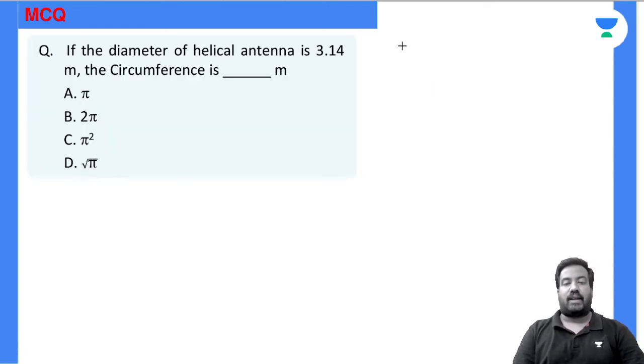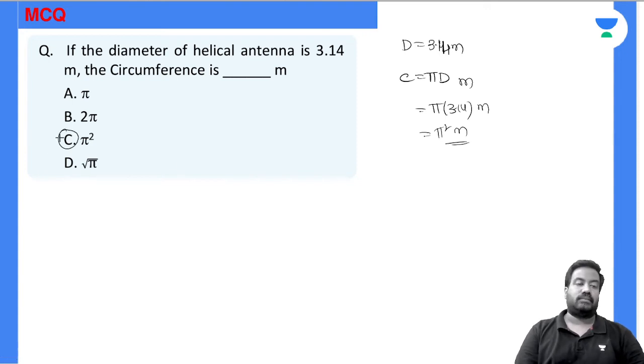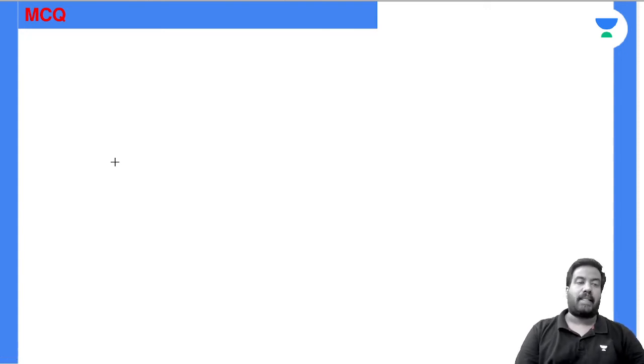If the diameter of the helical antenna is 3.14 meter, circumference is given by pi into d. Pi into 3.14 meter. 3.14 is pi. Pi square meter. Option C is the answer.